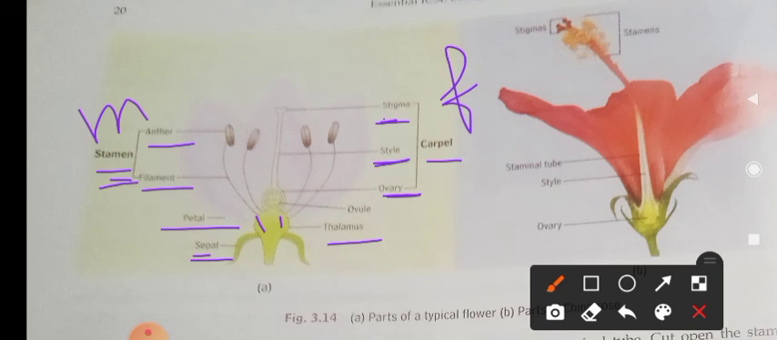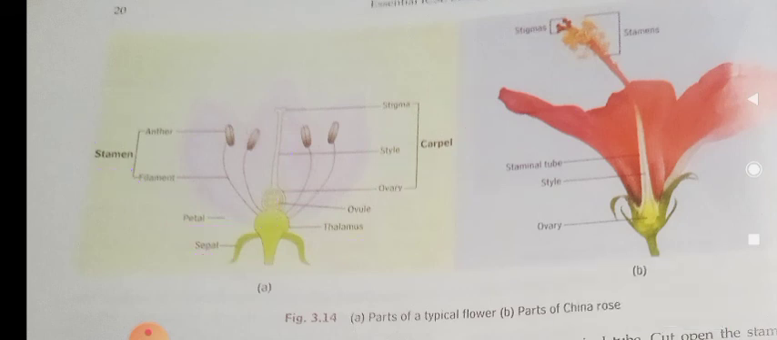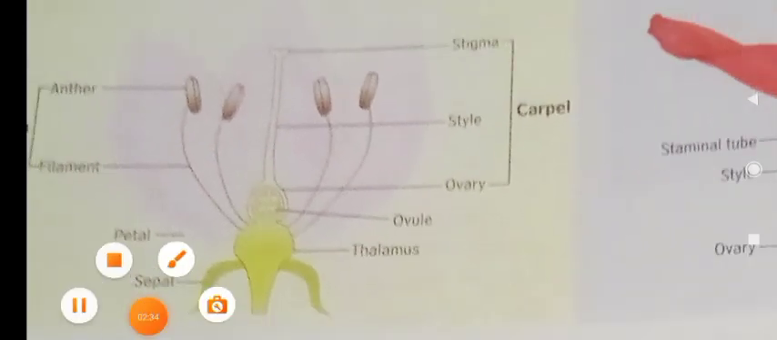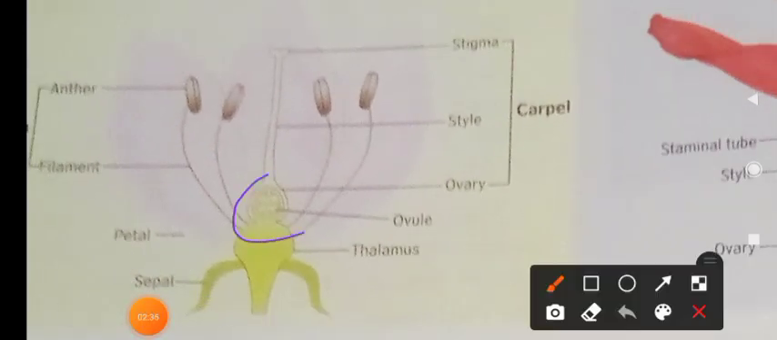So this is the arrangement of a typical flower. Okay, when you cut open this ovary, you can see the ovules present in the ovary. Are you able to see, children? Small dot like structures will be present. That is nothing but ovules, which later develop after fertilization. After fertilization, these ovules will develop into fruit.